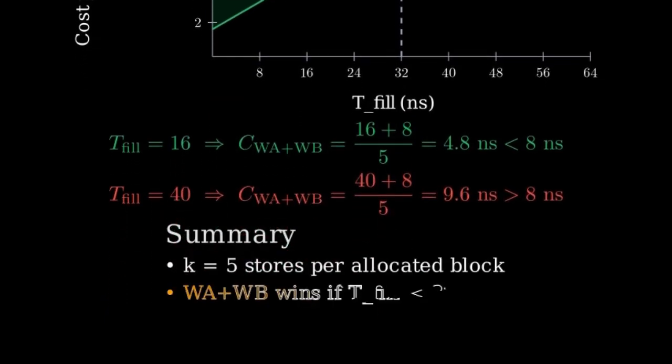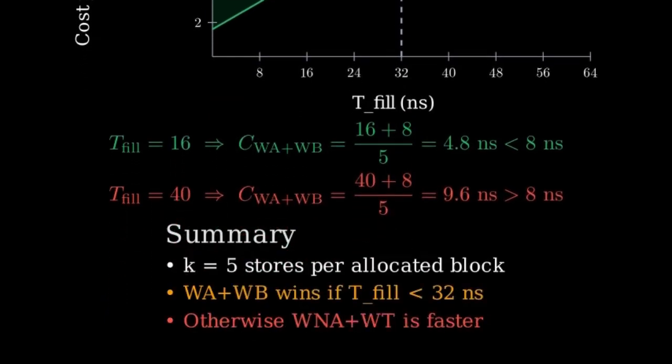In summary, with 40% store hits and 10% store misses, we derived K equals 5 stores per allocated block. The break-even condition is T_fill less than 32 nanoseconds for write-allocate with write-back to outperform write-no-allocate with write-through. Graphically, that is the region where the green line lies below the red constant at 8 nanoseconds.